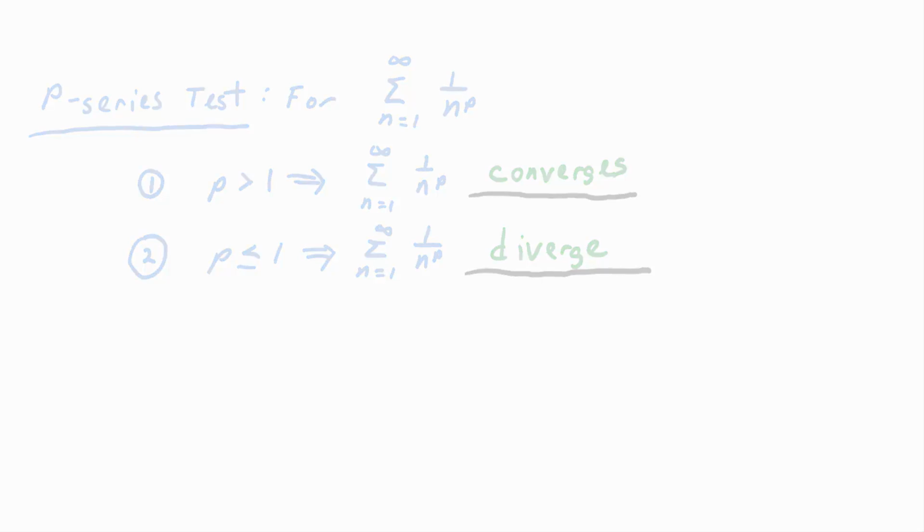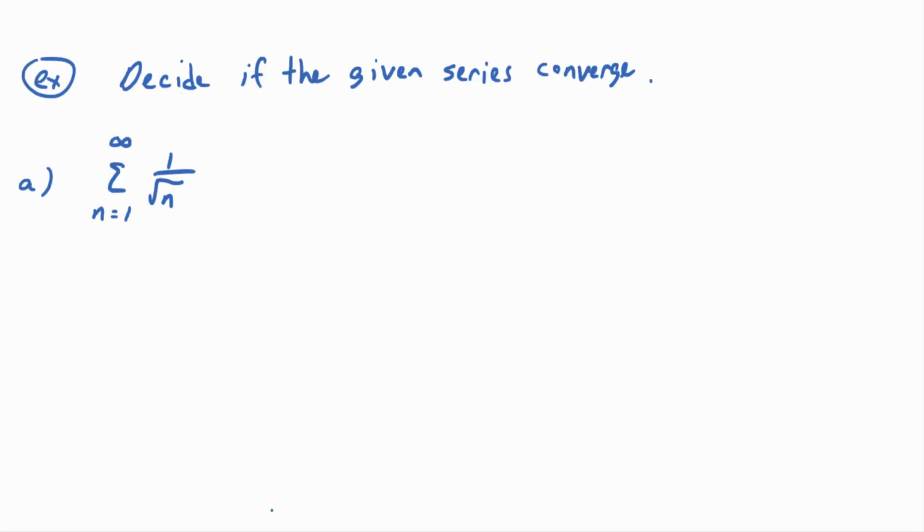So let's talk about p-series. Decide if the given series converges. So in part A, the sum from n equals 1 to infinity of 1 over the square root of n. How could we rewrite this so that it looks like a p-series? 1 over n to the 1/2. So what is p in that case? P is 1/2, so what's your conclusion? It's that easy. I love this test when it works.